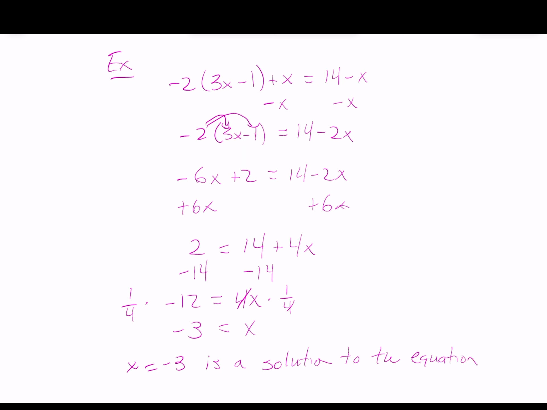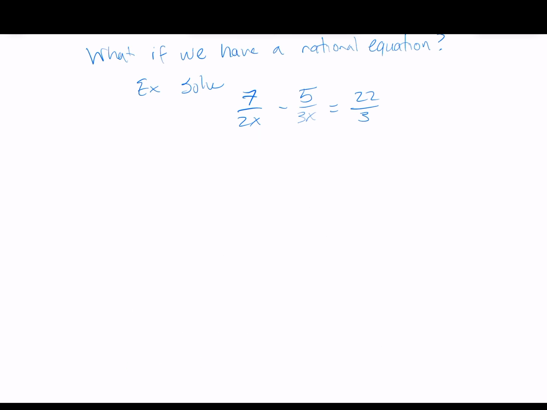Okay, let's try another type. So what happens if we have a rational equation? Well, first of all, what is a rational equation? We'll talk about a formal definition here in a moment, but first, let's just assume that an equation is a rational equation if it contains at least one rational expression. In this example, 7 over 2x minus 5 over 3x equal to 22 over 3 has 3 separate rational expressions.